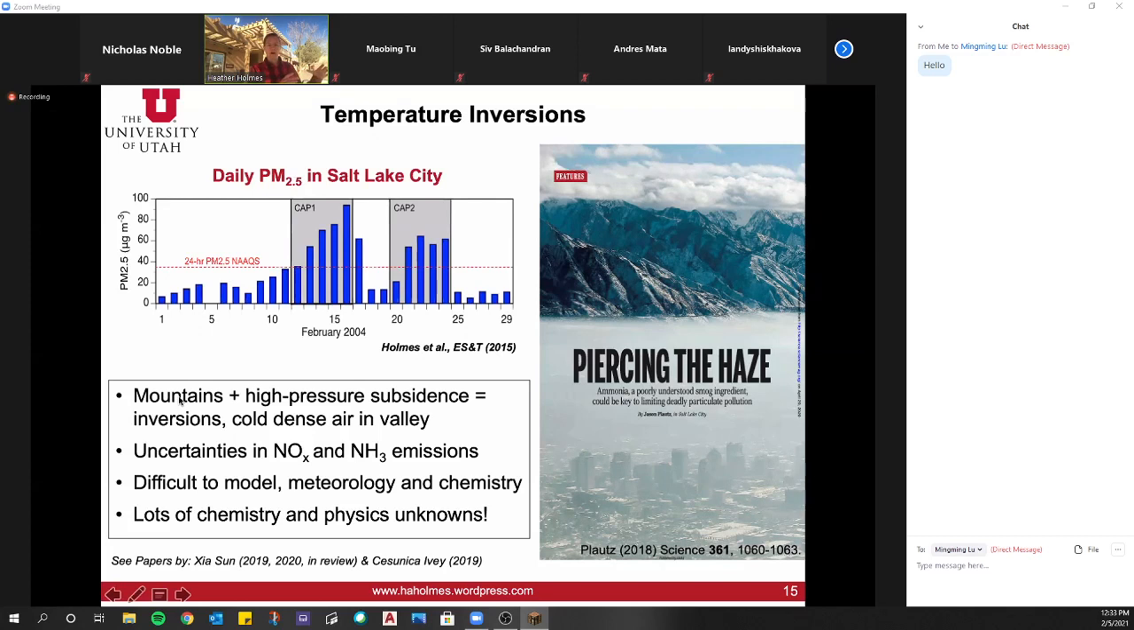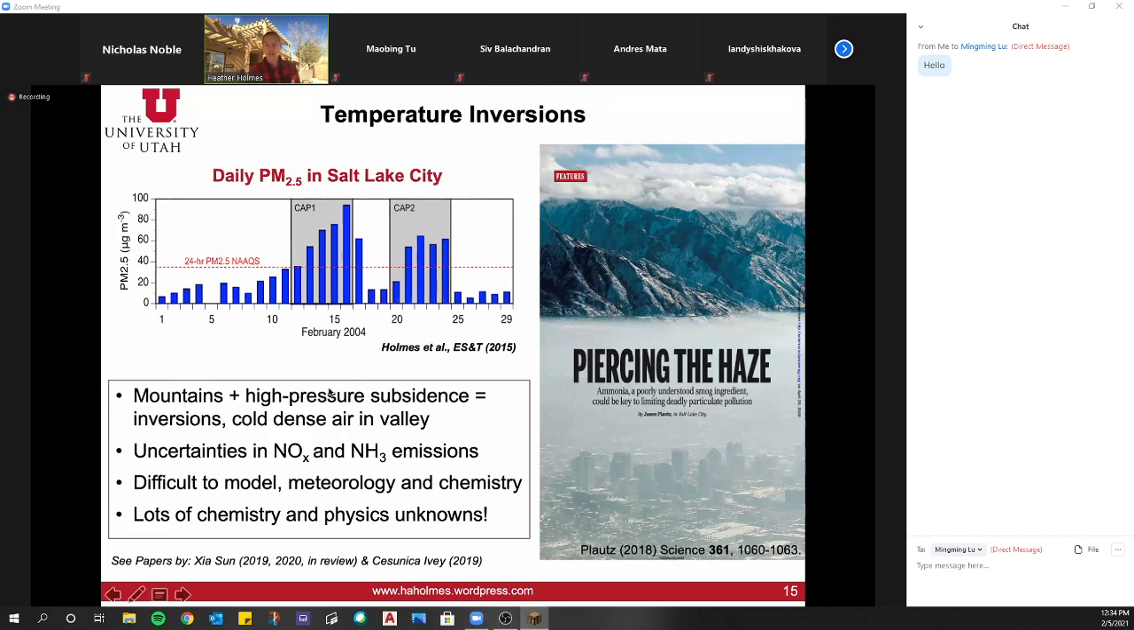So when we have a high pressure system moving in with the mountains, it actually causes sinking air that then changes the thermodynamic profile of that air to create this situation where the air is actually warming as we go up in height. So that makes it so cold, dense air settles on the valley floor. And then these situations are really difficult to model because there's uncertainties in the emissions, particularly with NOx and with ammonia. And the meteorology itself is very difficult to simulate. The chemistry is difficult to simulate, and there's a lot of unknowns. So there's also a limited amount of data for us to be able to understand this process.